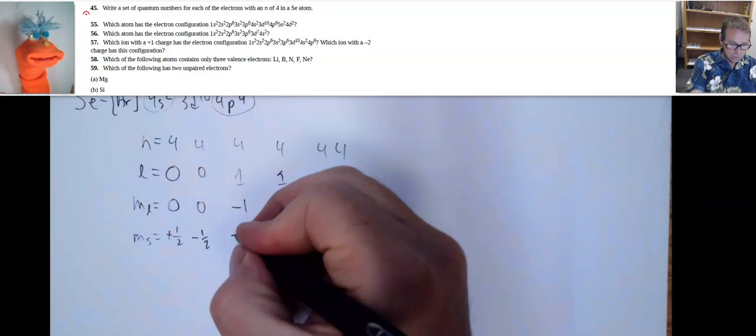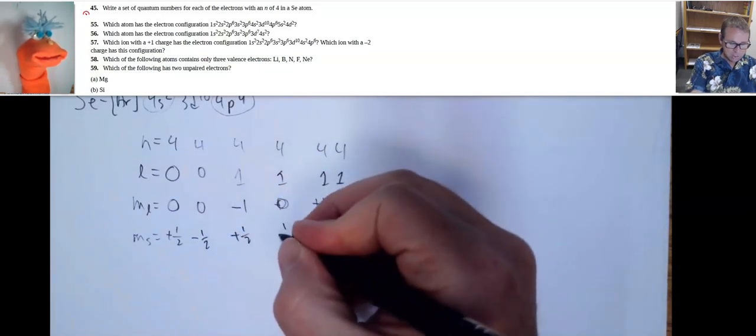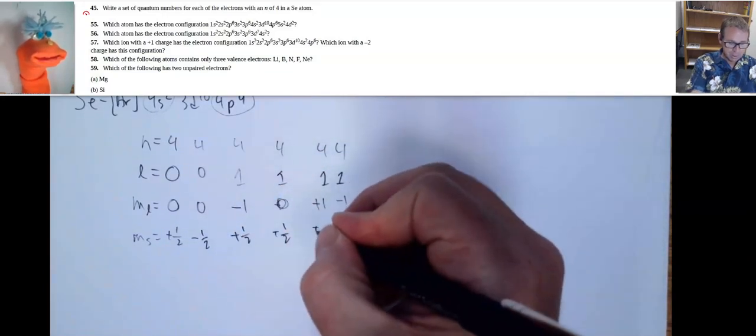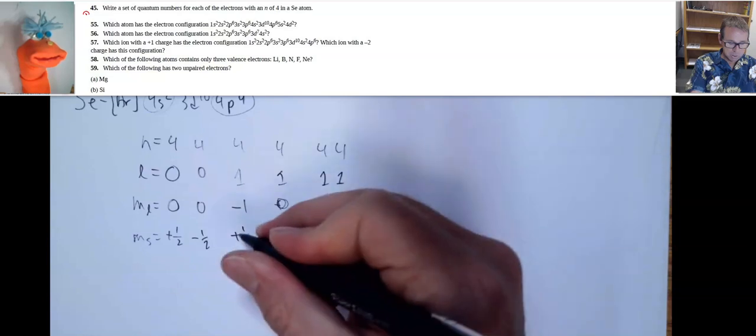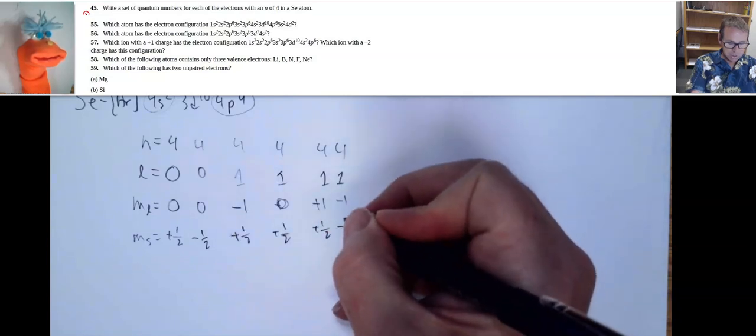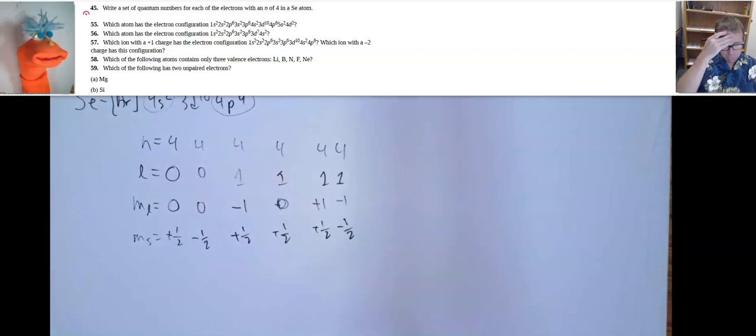All right. So these can all have the same spin. They don't need to have different spins, except for this one, I guess. This one goes into that orbital, has to have a negative 1/2 if that first one had a positive 1/2. All right, so there we go. Those are those sets for the 6 electrons in a selenium atom that have an N equals 4 value.